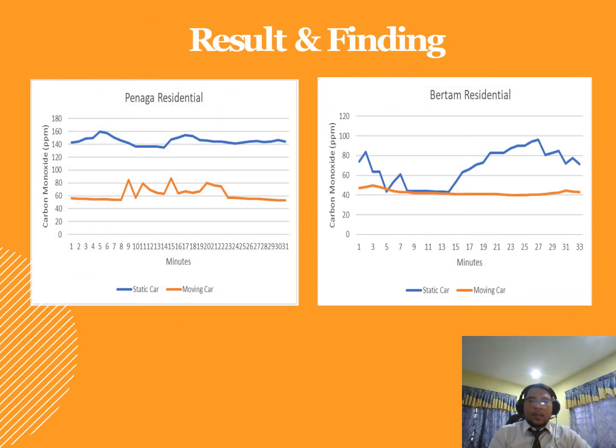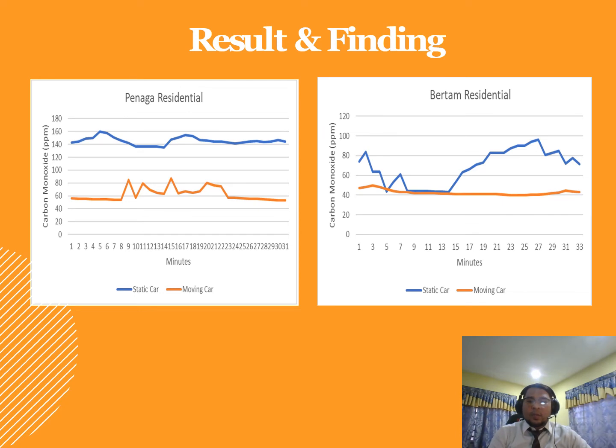Next, the results and findings at Penaga and Bertam. Firstly, the result at Penaga. The presence of CO is higher while the car is in static mode than when it is moving. The surrounding environment was safe because the CO was below the standard of 200 ppm. The trend line for the static mode graph is increasing, and the moving mode was continuous.